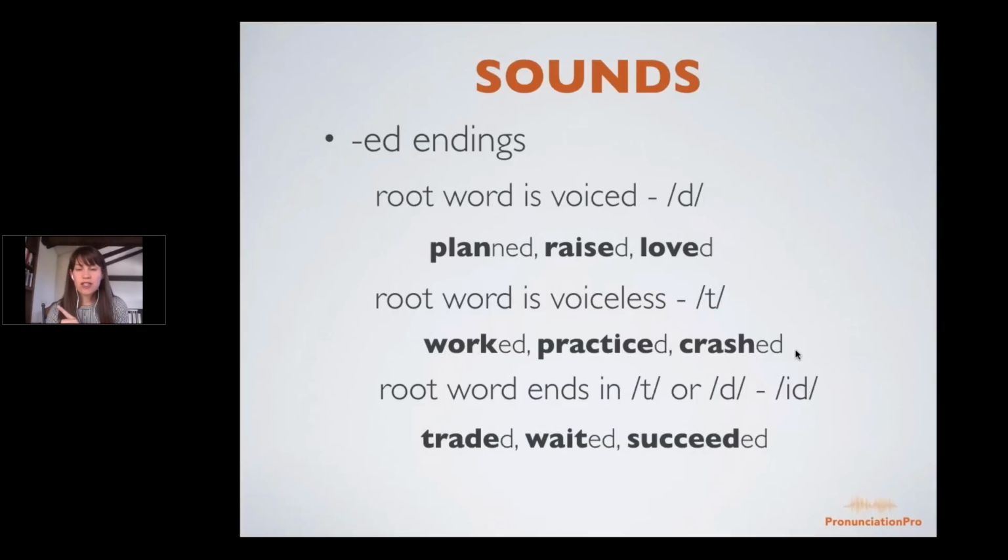Crashed. Okay, crashed. So the ones that have the T and D ending are the ones we have to be aware of. If the root word is a T or a D, we say traded. That's where we do the "id" sound, when the root word is a T or a D. Otherwise, it's going to be one of these other ones. So if you just think, okay, the root word doesn't end in a D or a T, so it's going to be these other ones, that will give you the clue. So traded, waited, succeeded. All right.